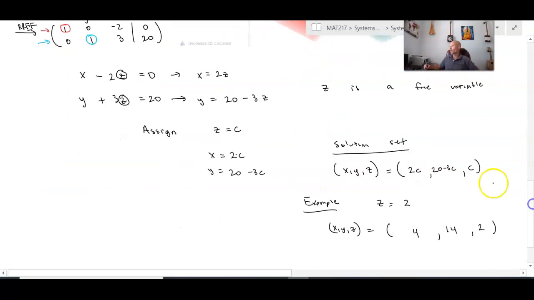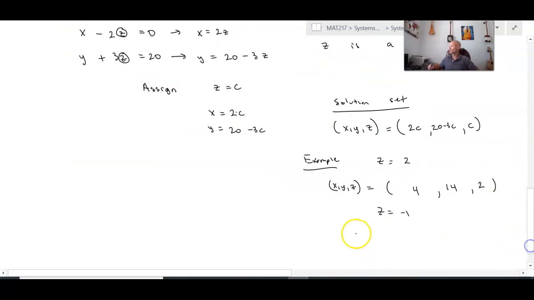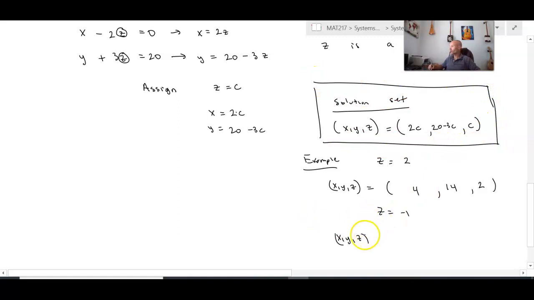And we can keep on going. We can pick different values for z. We could pick z equals -1. This is why we write the solution set like this in our final state, but we can keep on going indefinitely in this process. So c is -1, so 2 times -1 is -2. 20 minus 3 times -1 is 23. And this value is -1.